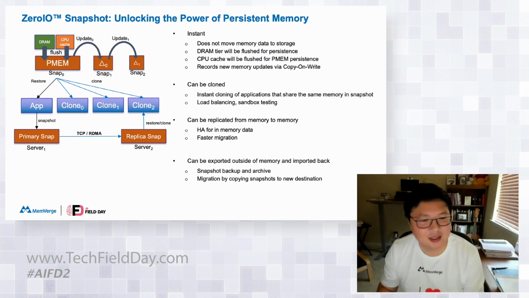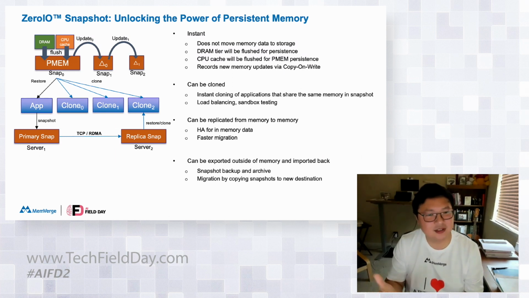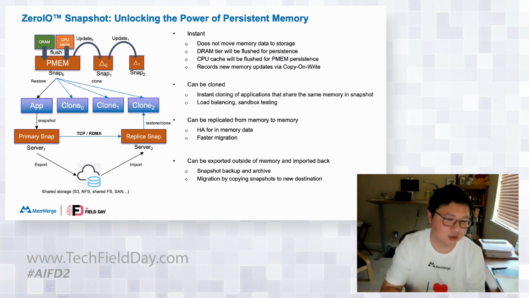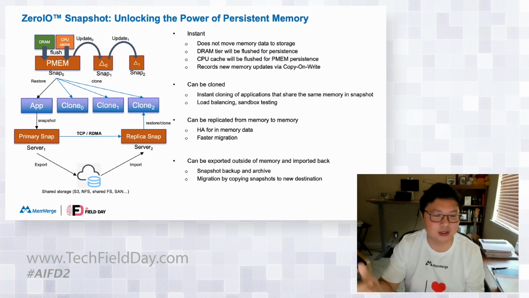And of course, finally, because memory is still a relatively more expensive resource, if you have a very cold snapshot you want to archive or back up, we also give you the feature that allows you to export the snapshot outside of the memory to a storage system. This storage can be a shared storage, even storage on the cloud, S3, NFS or SAN. You can then import the snapshot back from the storage to the memory of another server, and do all the restore and cloning operations on the imported snapshot.